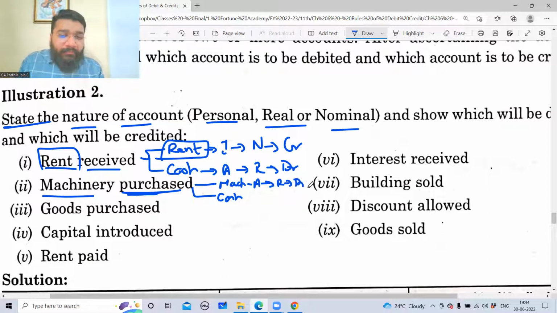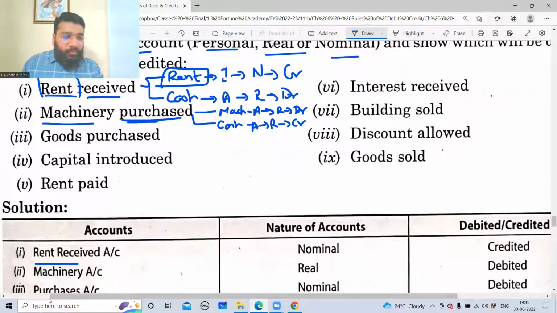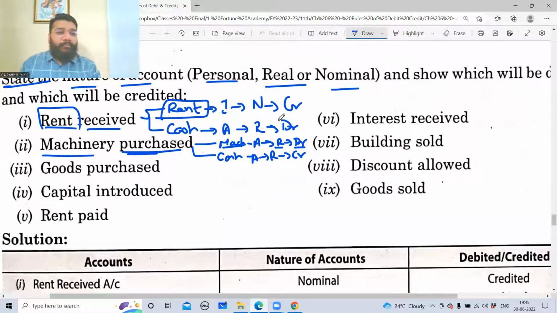Debit what comes in. Cash. When I buy the machinery, money goes out of the business. So cash is asset. Asset means real account. And I'll credit because cash is going out. Machinery, real, debited. Machinery, real, debited. Any problem? No, sir.